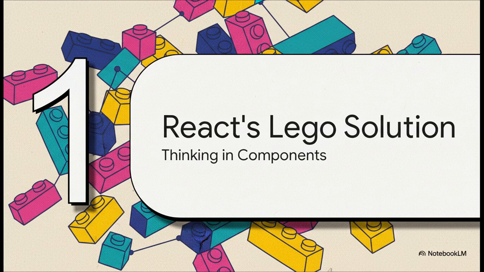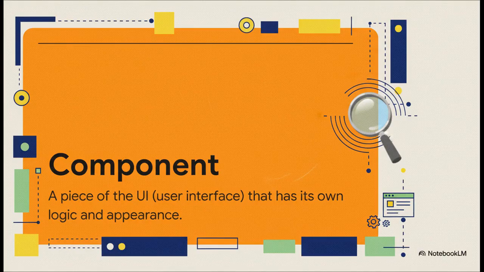So React's solution to all that chaos was, well, it was brilliantly simple. It said, stop trying to manage your user interface as one giant, complicated thing. Instead, what if you could break it down into small, independent, and, this is the key, reusable pieces? You can just think of them like Lego blocks. And this right here, this is the absolute heart of React, a component.